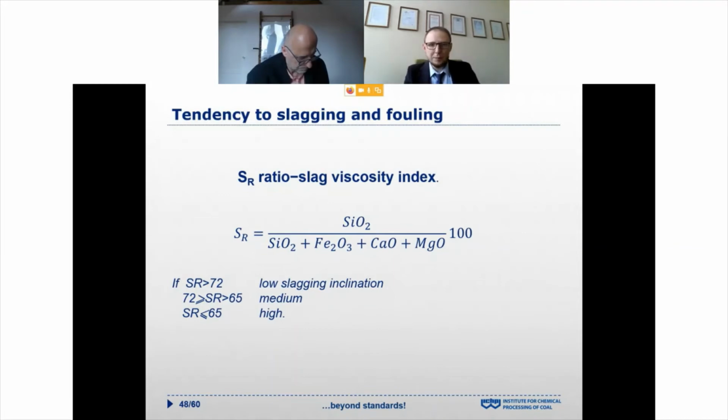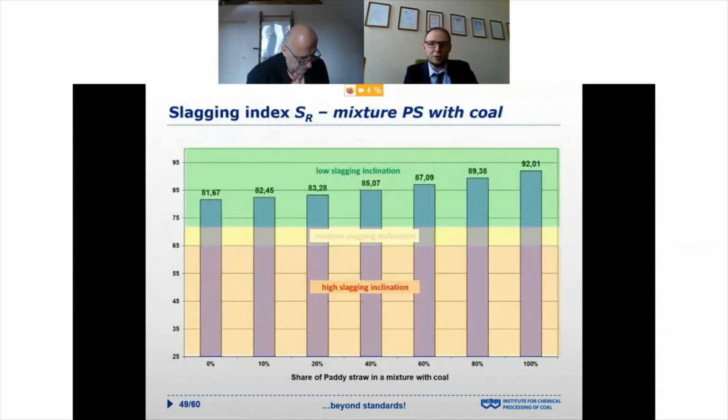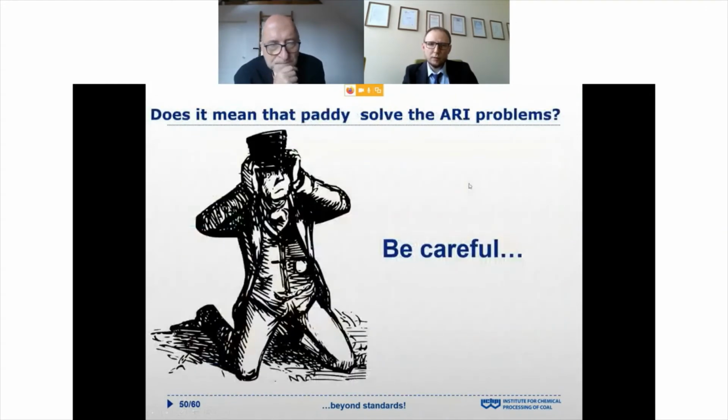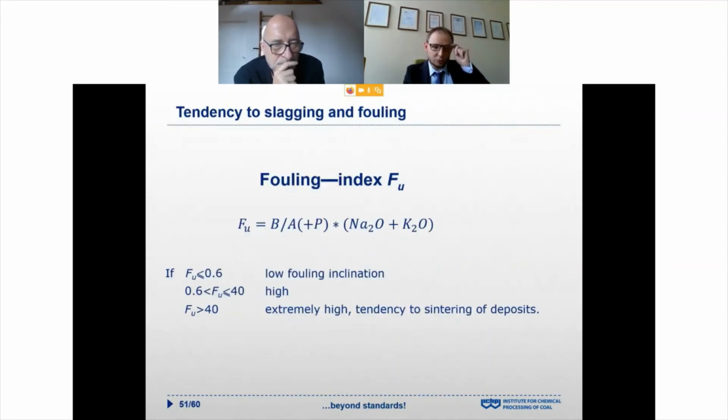So, same as the previous one, the slag viscosity index looks like the more paddy straw you add on the x-axis, the lower the slagging inclination we obtain. But is it really true? Does it mean that paddy straw solves ash-related problems? Of course not. We have to be careful. We just want to show the indexes that can be applied for such a biomass.